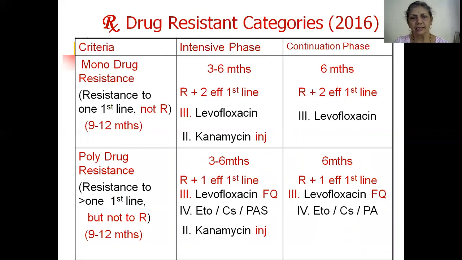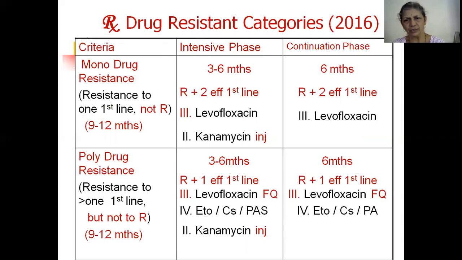Polydrug resistance, there is resistance to more than one first line drug, but not to rifampicin. So rifampicin we still have as an effective drug. Here again the duration is 9 to 12 months. So in the 3 to 6 months of intensive phase, we continue to use rifampicin and the one other effective drug from the first line agents. We add the two drugs as we added earlier, kanamycin injection from group 2 and levofloxacin from group 3, fluoroquinolone. Plus, we have to add one more drug from group 4, the other oral agents. It could be ethionamide, cycloserine, or para-aminosalicylic acid.